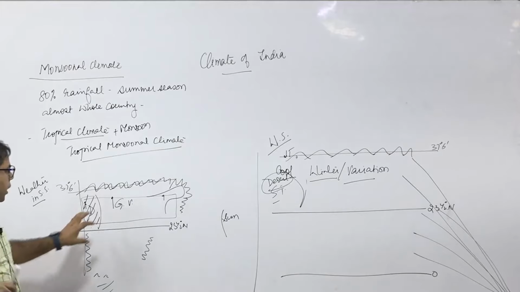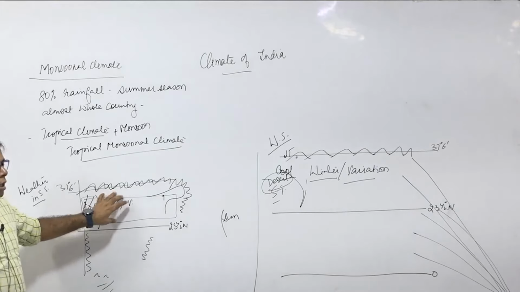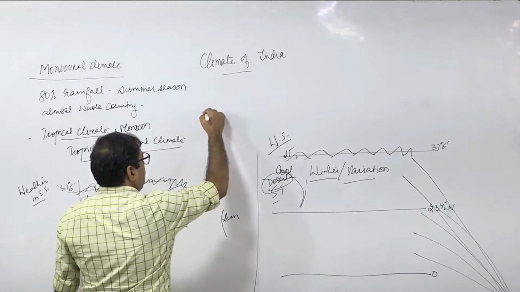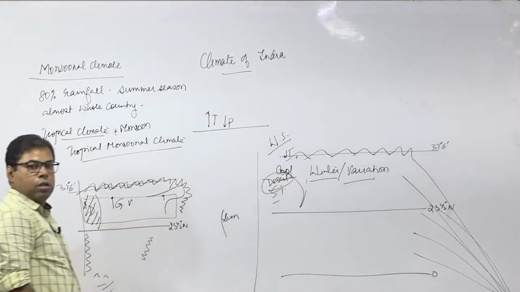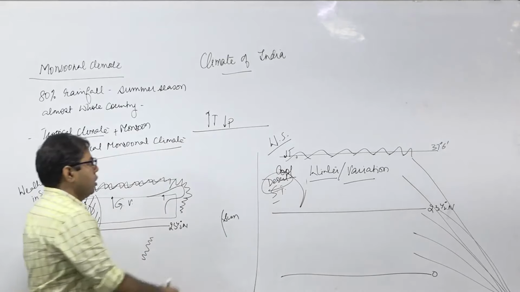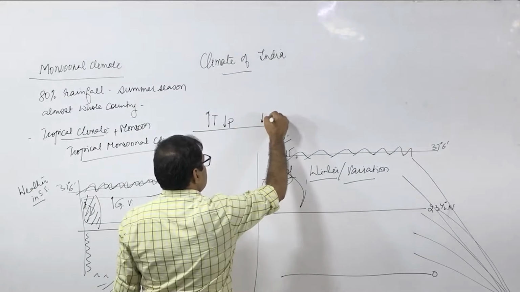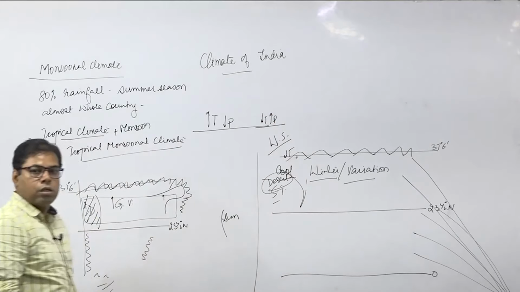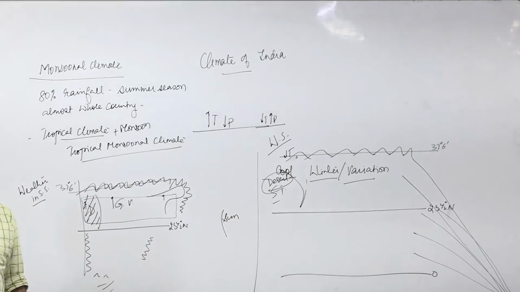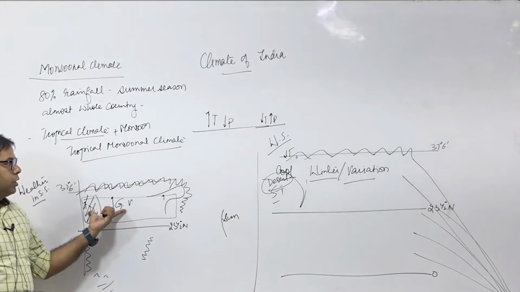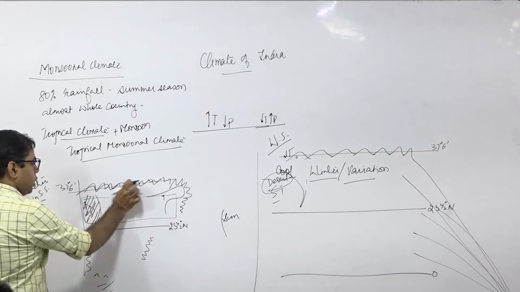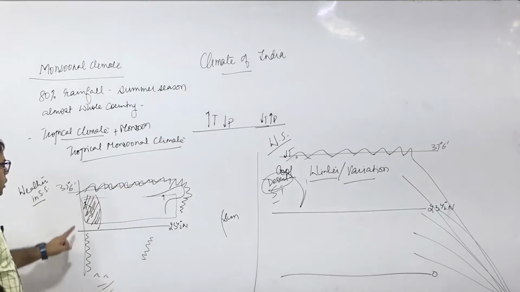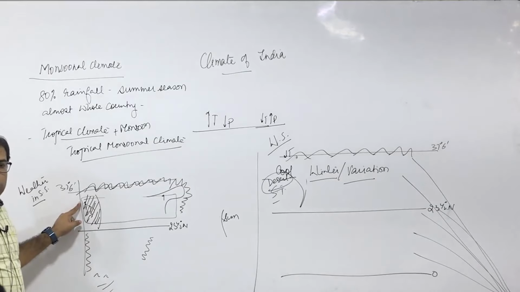When the land has been heated faster, the higher the temperature, the lower the pressure, right? And the lower the temperature, the higher the pressure, right? Wind blows from high pressure to low pressure. So during the summer of the northern hemisphere, this whole area has been excessively heated. So there will be pressure high or low? That temperature is high, pressure will be high or low? There will be low pressure.